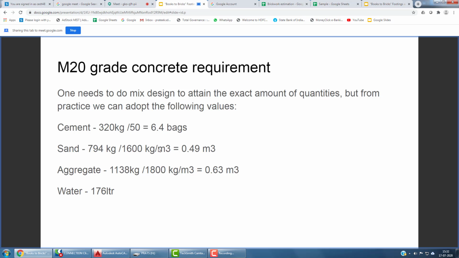So these values again you have to check density. It varies from sample to sample. These are just indicative of how to get those values. Correct? And the water we require is 176 liters.